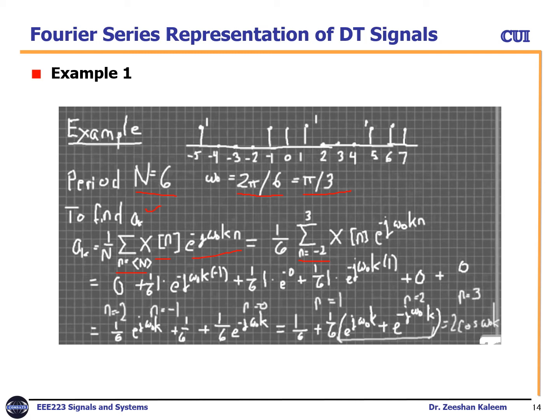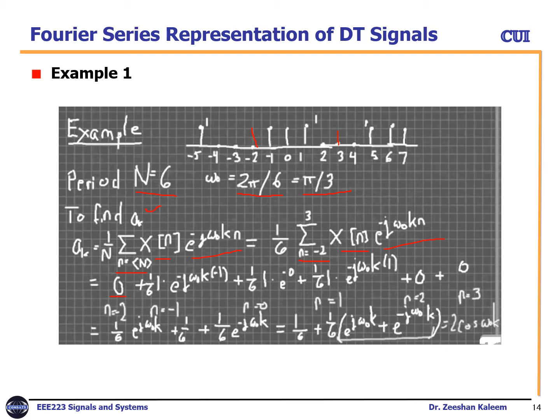But we are taking the signal from minus 2 to 3. So this is a total of 6 points: 1, 2, 3, 4, 5, and 6. So the period is 6, and from minus 2 to 3 we are evaluating this signal, x of n e to the minus j omega naught k n. Let's put the values of x of n for different values of n. For n equal to minus 2, we have no value here, our output is 0. So x of n is 0.